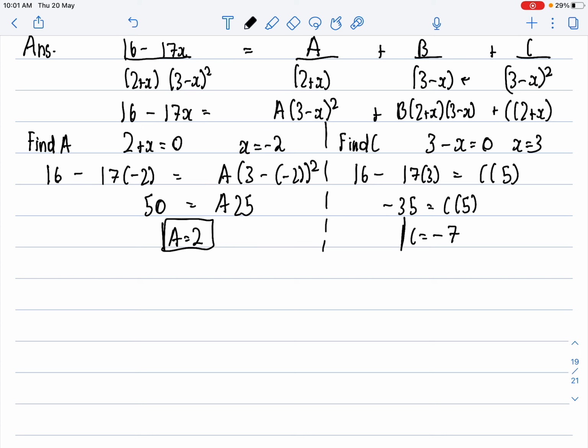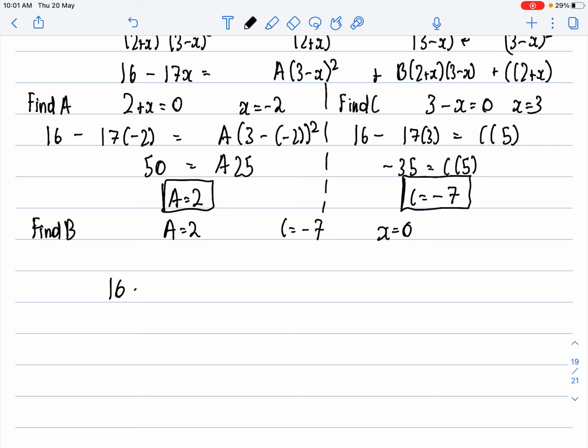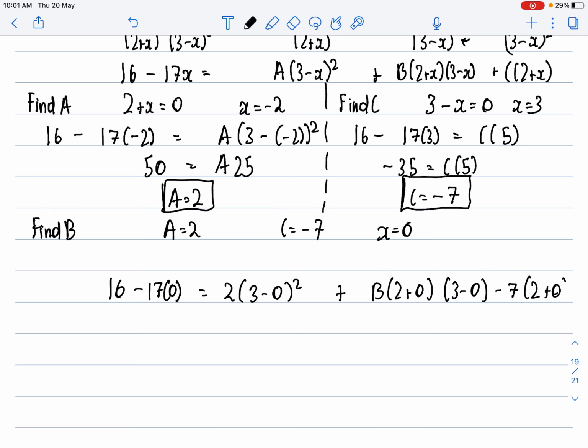Okay? Easy. Now, finding B. To find B, I'll put my A as 2, I'll put my C as minus 7, and in the place of x, I'll put 0. So basic substitution, I'll get 16 minus 17 into 0 equals A, which is 2, into 3 minus 0 the whole square, plus B into 2 plus 0 into 3 minus 0, plus or minus 7 into 2 plus 0.